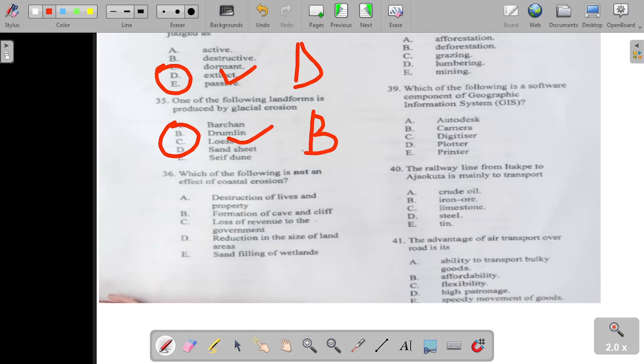36. Which of the following is not an effect of coastal erosion? Destruction of lives and property, yes. Formation of cave and cliff, loss of revenue to the government, no. Reduction in size of the land, filling of wetland, no. The answer is B. 36 is also B.